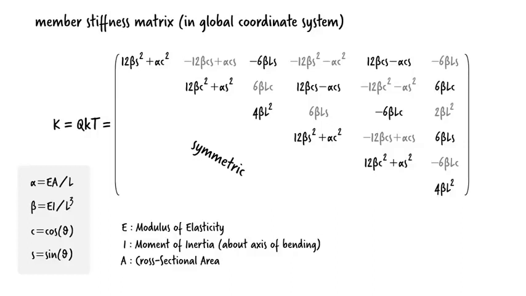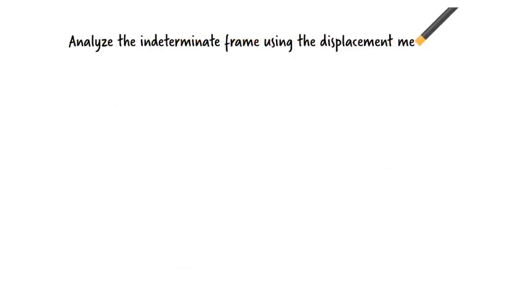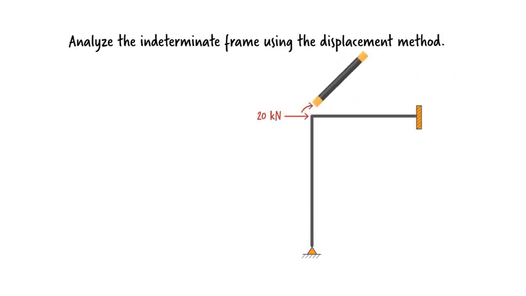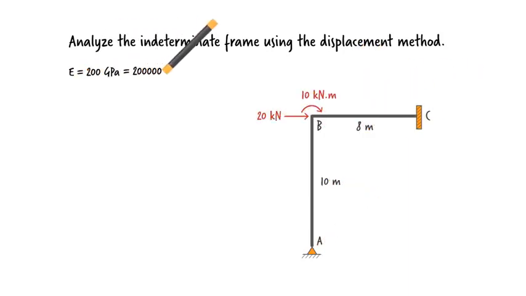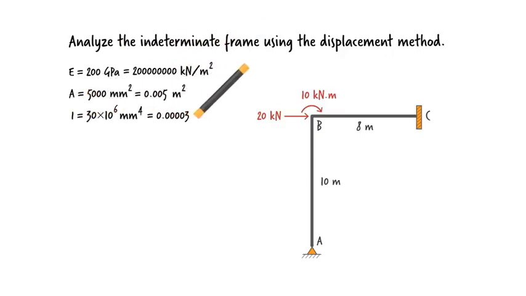This is the global stiffness matrix for our beam column element. We are going to use it to assemble system stiffness matrices when analyzing indeterminate frame structures. Let's see how. Suppose we want to analyze this indeterminate frame. The frame has two members, AB and BC. Here are its section and material properties.